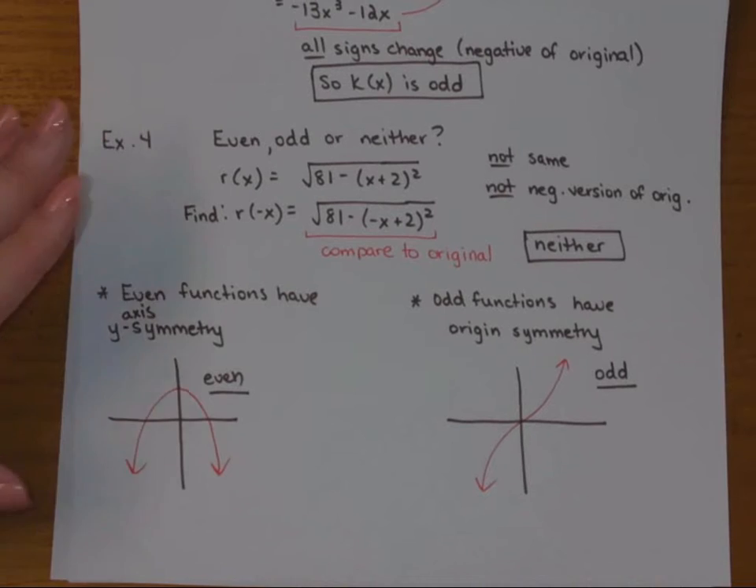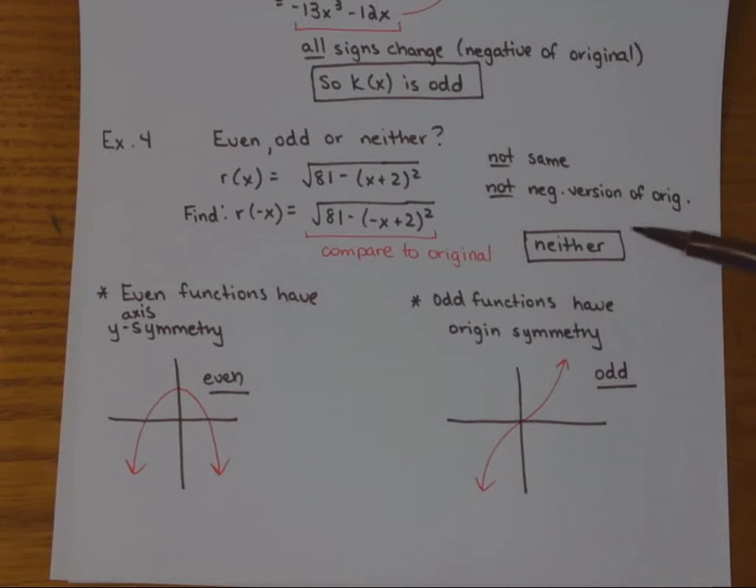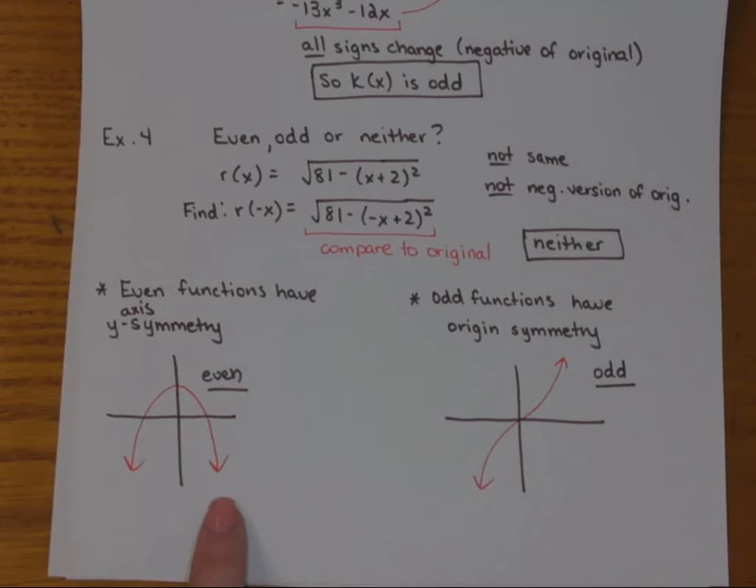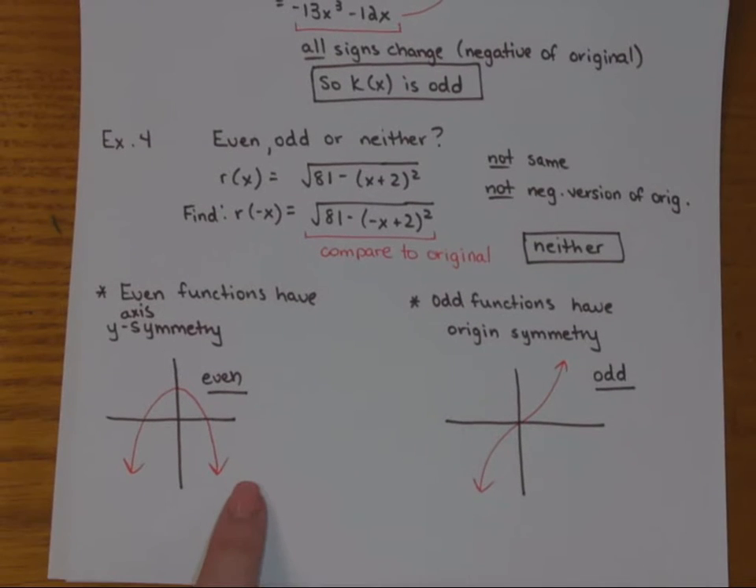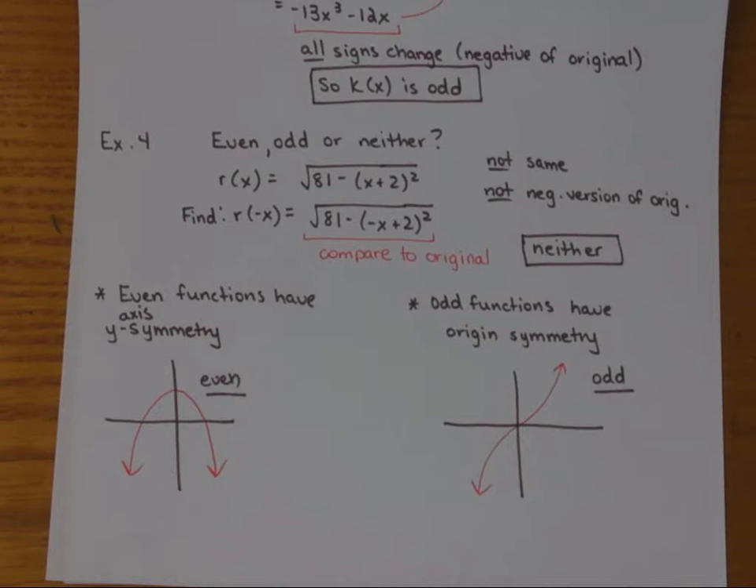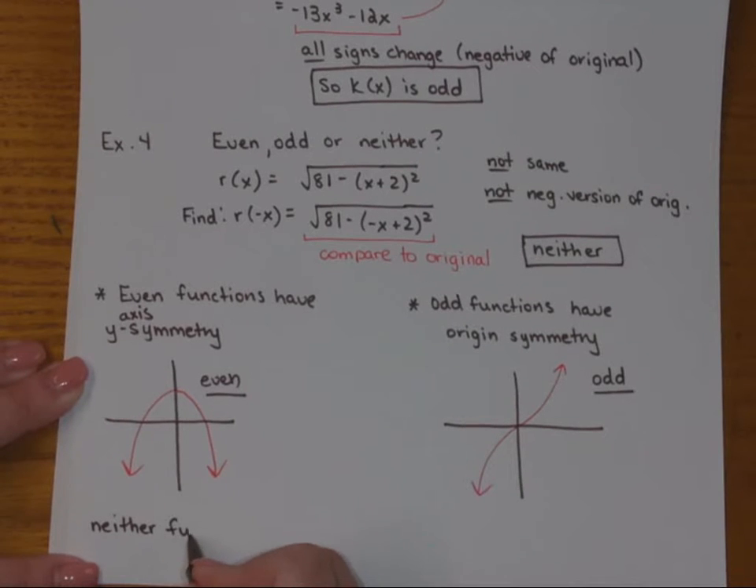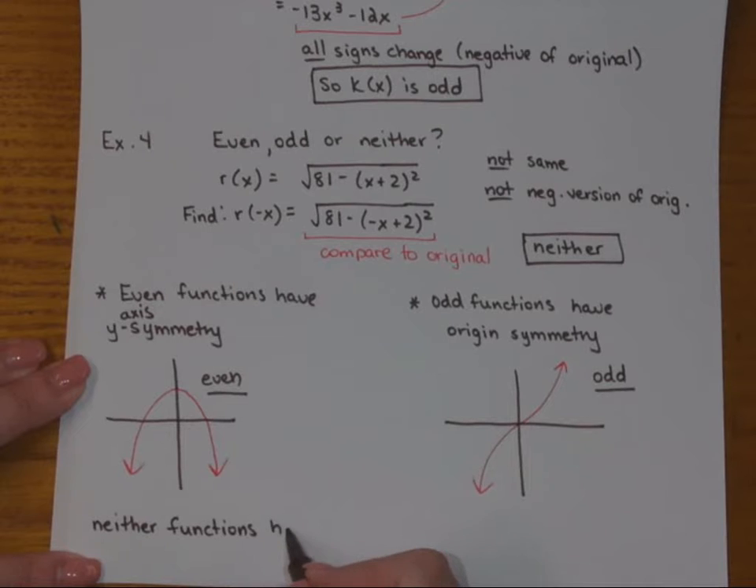Okay, so I want you to be able to, one, tell if something's even, odd, or neither based on the equation itself. That's the algebraic version. And then also, if you are given a graph, you should be able to tell whether it is even or odd based on what the graph looks like. Okay. And by the way, neither functions, I won't say they're not symmetrical because that's not true. Okay. But neither functions have neither of these types of symmetry.